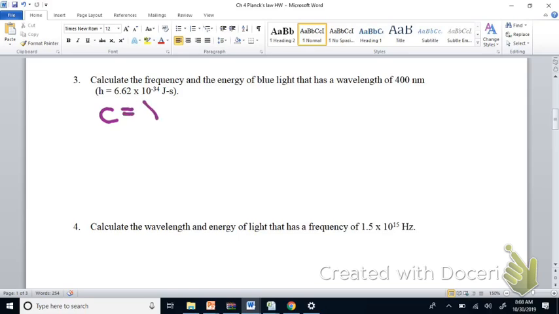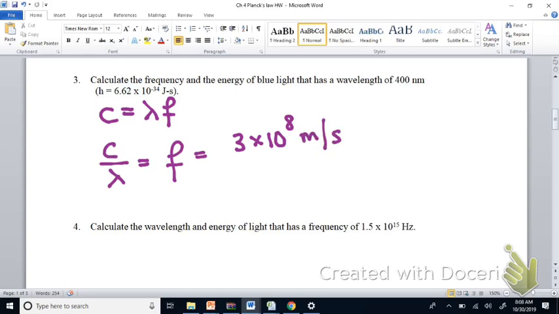C equals lambda F. So C divided by lambda is equal to F. I know that C is 3 times 10 to the 8 meters per second. Now I need to convert 400 nanometers to meters. I could do this one of two ways. I'm going to take the short way on this one. That's just 400 times 10 to the minus 9 meters.